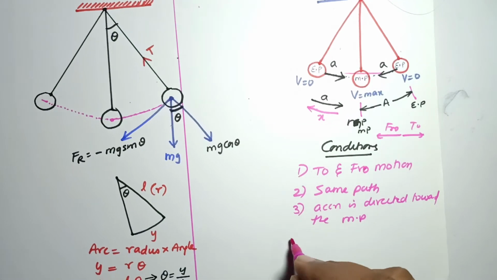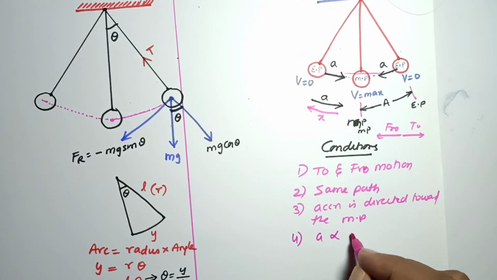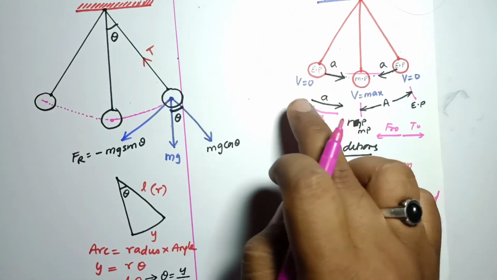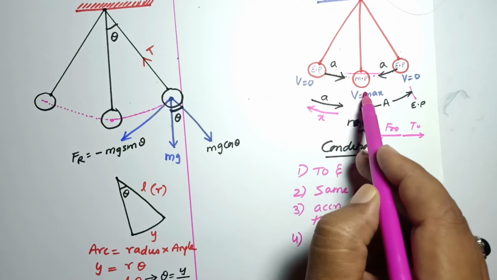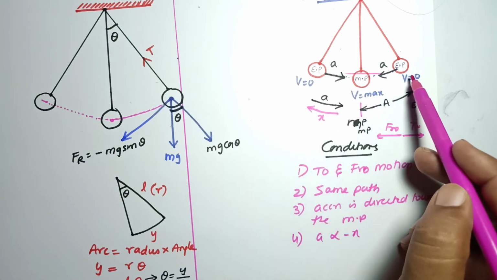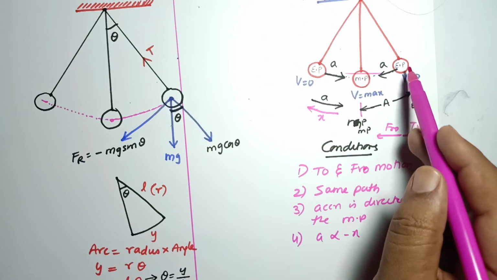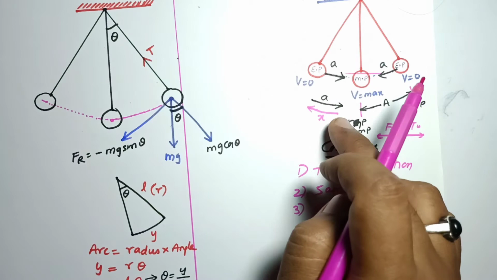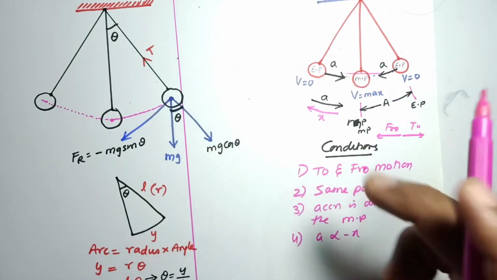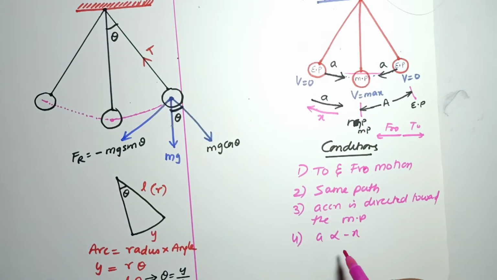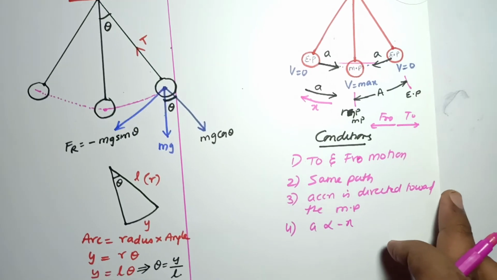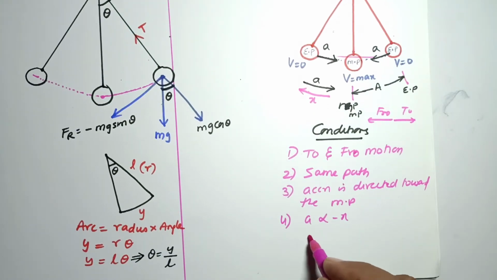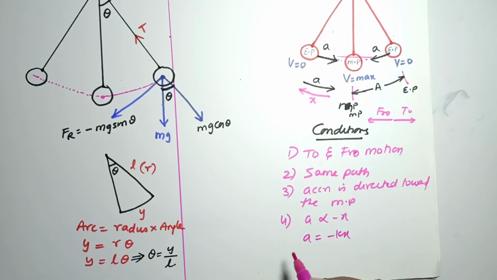Next, the fourth condition is acceleration is directly proportional to displacement but opposite in direction. For example, here velocity is 0, here velocity is maximum, which means acceleration is in this direction. But anyhow, acceleration will be towards the mean position, whereas displacement will be away from the mean position. Therefore, acceleration is directly proportional to displacement but opposite in direction. So we can write acceleration is equal to minus k into x. These are the conditions.